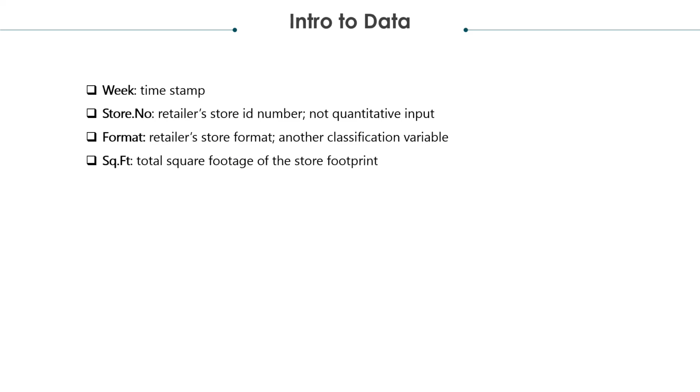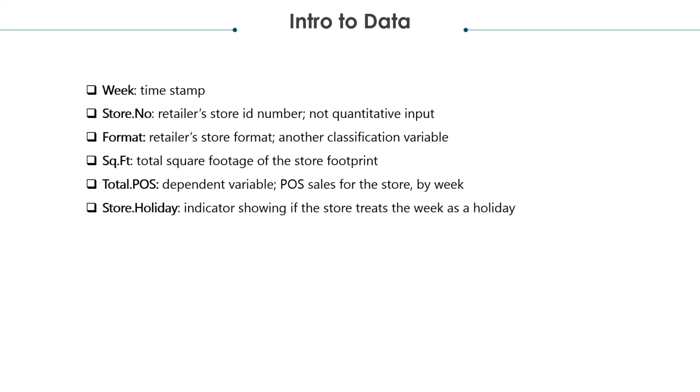And then square footage, which gives us the total square footage of the store footprint. That tells us how big the store is in physical size, which of course we can assume affects the amount of sales it does. Again, total POS is our dependent variable. And then store holiday is an indicator telling us if that week is a holiday for that particular store. Obviously some weeks are holidays and some weeks are not. So that's a quick rundown on the data set, and as we're programming against it, we'll dig into a lot more of those features in more detail.